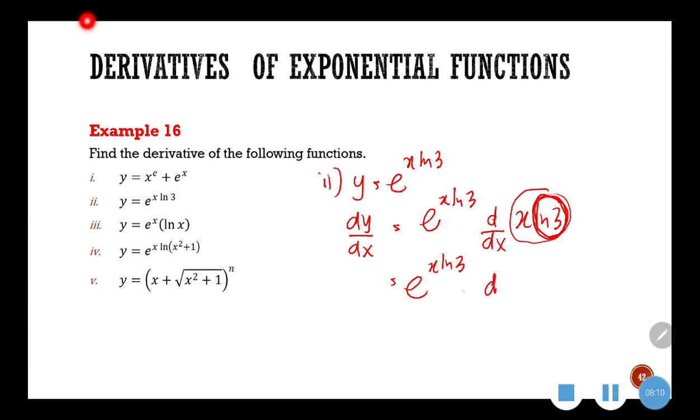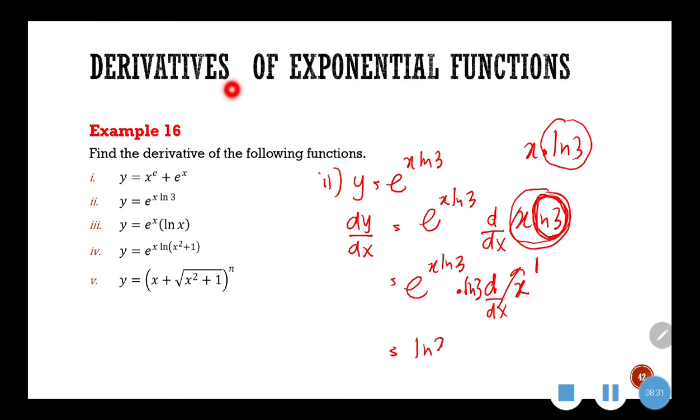Ln 3 dekat luar. Okay, ln 3 you will letak kat luar. So maknanya you just differentiate x. Ni adalah x darab dengan ln 3. Dia adalah dua function and ln 3 ni adalah constant. So you may bring it out. So differentiate x with respect to x, you get nothing but it's just 1. So final answer for this is ln 3 times e to the power of x ln 3. Tu je lah jawapan dia.